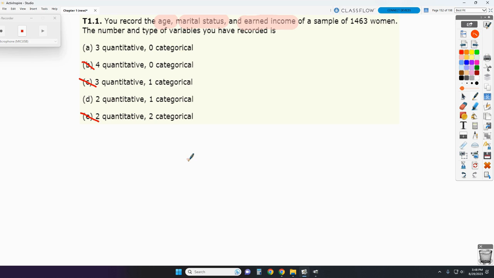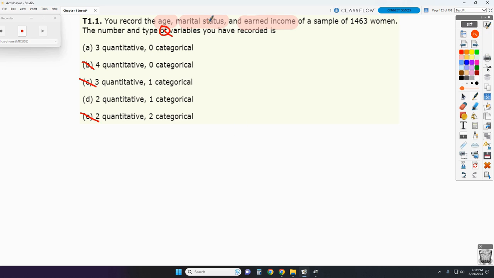We have to remember that quantitative variables are variables that deal with numerical values, and not just any numerical values, but particular ones where it would make sense to do math with them. It would make sense to add things together. So if we talk about ages, would it make sense to calculate the average age of a group of people? It would. So I'd say age is a quantitative variable.